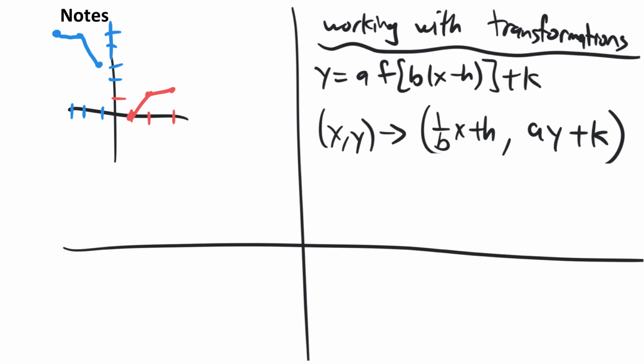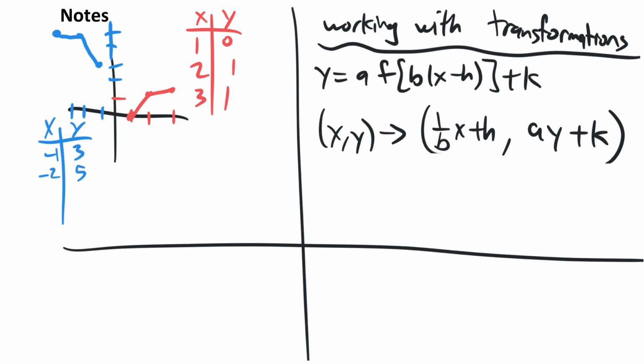So again, I'll put these in a little table. So the initial graph is at (1, 0), (2, 1), (3, 1). And the new graph over here is at (-1, 3), (-2, 5), and (-3, 5). And you have to determine the equation y equals something as our transformation equation. So go ahead and pause the video and give it a try.